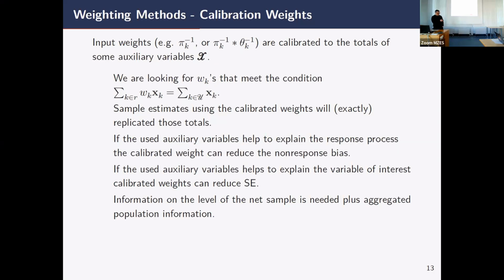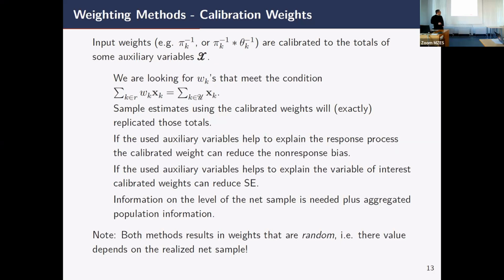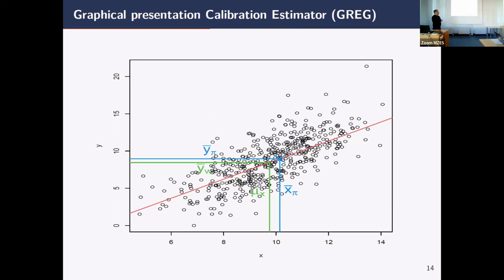I'm going to show you that on the next slide, because this was also the original intent of these types of estimators, which is also called the generalized regression estimator, GREG. Calibration estimator and GREG estimator can be the same thing, depending on the method I'm using to solve this optimization problem, where I'm looking for the set of weights that fulfill these calibration requirements, that they replicate these totals.